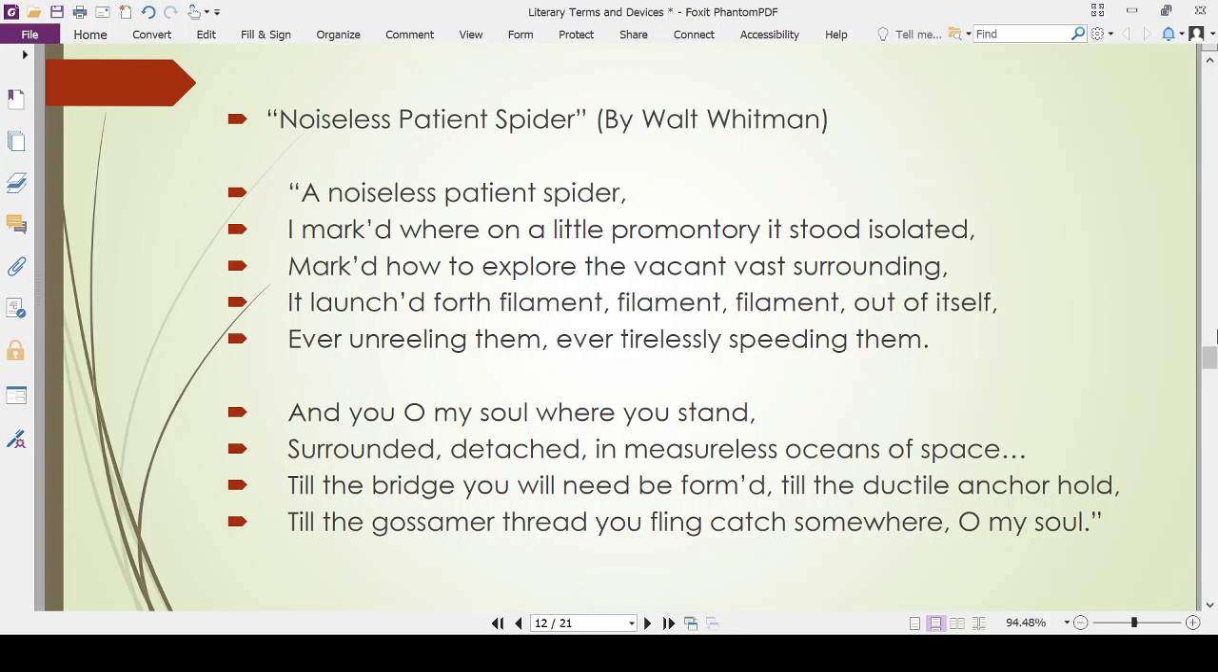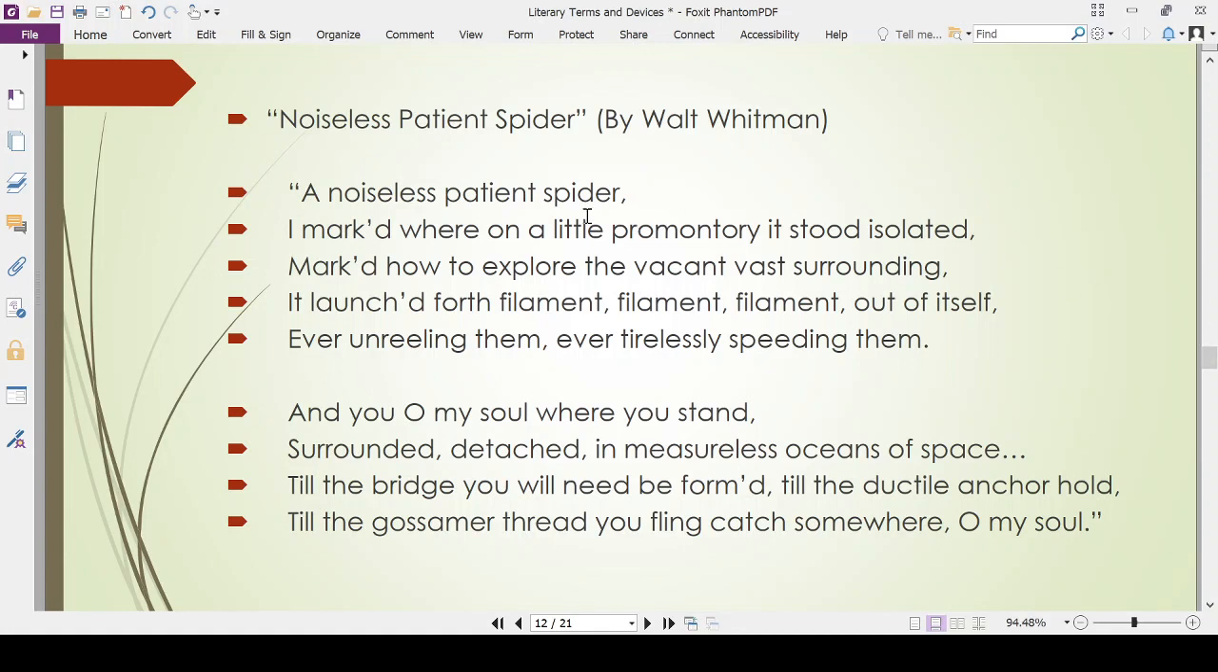A noiseless patient spider, I marked where on a little promontory it stood isolated, marked how to explore the vacant, vast surrounding. It launched forth filament, filament, filament out of itself, ever unreeling them, ever tirelessly speeding them. And you, O my soul, where you stand, surrounded, detached in measureless oceans of space, till the bridge you will need be formed, till the ductile anchor hold, till the gossamer thread you fling catch somewhere, O my soul.